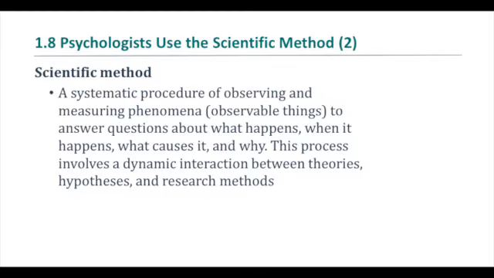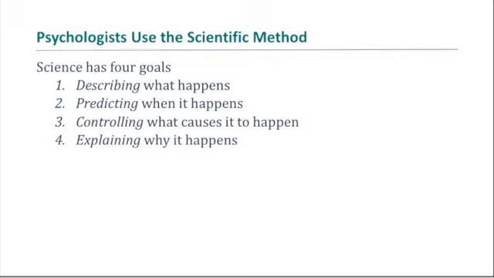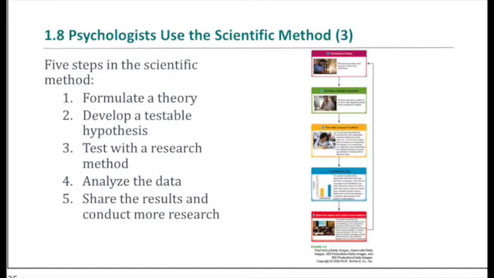Alright, so now we're going to talk about the scientific method. It is a procedure of observing and measuring a phenomenon, which are observable things, to answer questions about what happens, when it happens, what causes it, and why. This process involves a dynamic interaction between theories, hypotheses, and research methods. So the scientific method has four goals. It is to describe what happens, predict when it happens, control what causes it to happen, and explain why it happens.